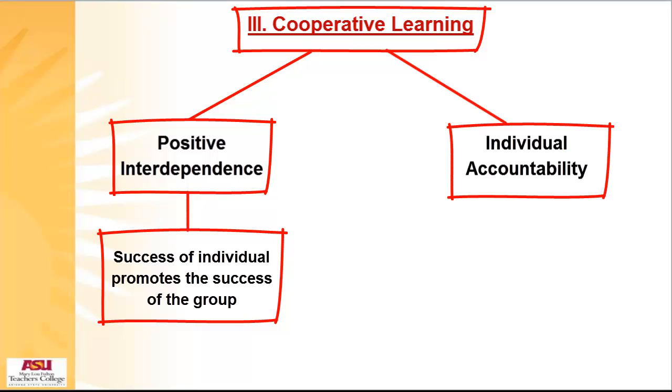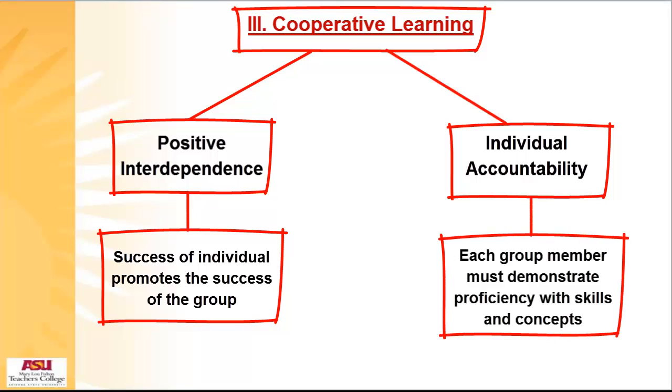The second is individual accountability. Each member of the group should get clear feedback on how his or her effort contributed to the overall goal, and the teacher must think about how individual group members will demonstrate proficiency with the skills and concepts that cooperative learning was designed to facilitate.